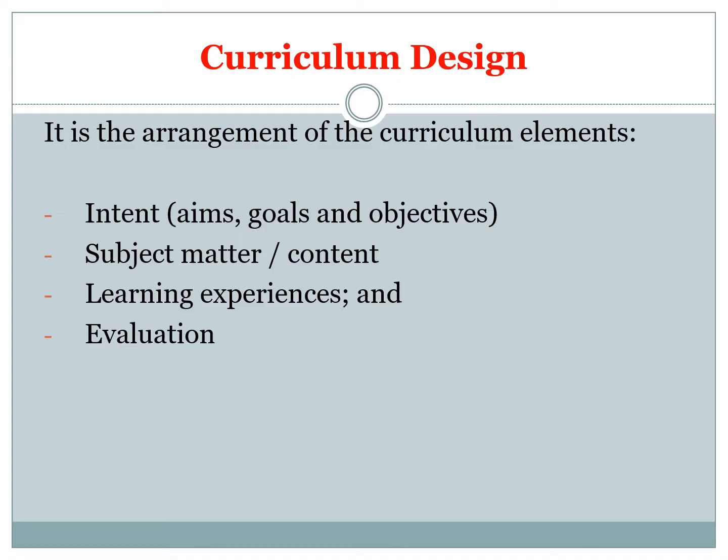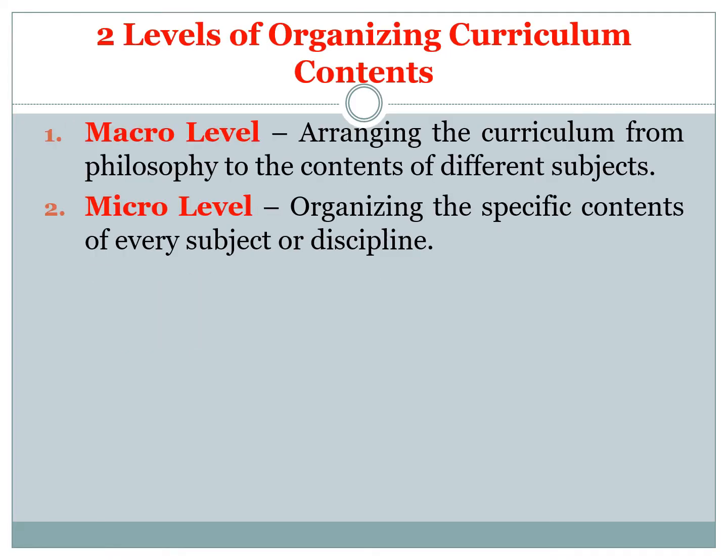Okay? Now, there are two levels of curriculum contents organization, namely the macro level and the micro level. What are these? First, macro level, guys, it highlights that the curriculum from philosophy to the contents of different subjects. That's how it is being sequenced or organized rather. Okay? As I said, arrange the curriculum from philosophy to the contents of different subjects.